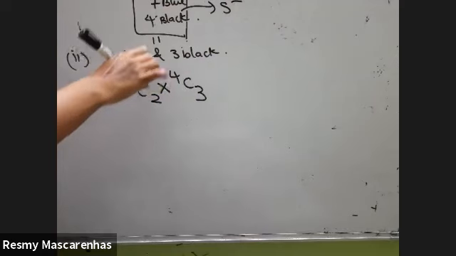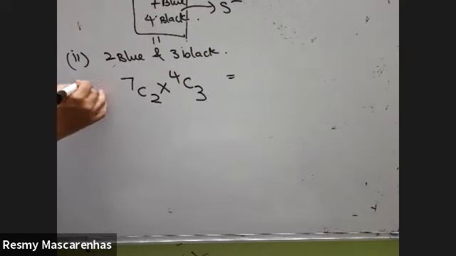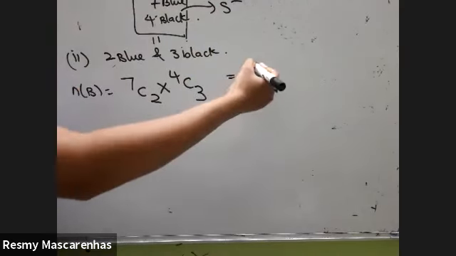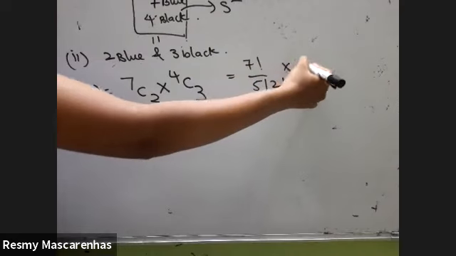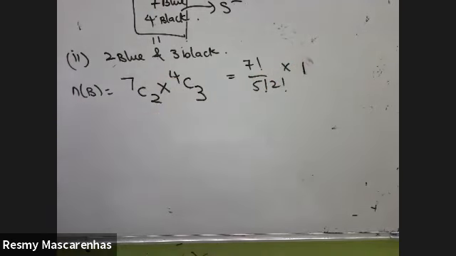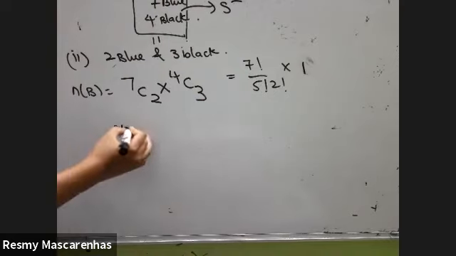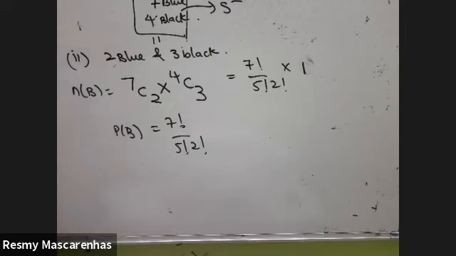And if you add the numerators, it should give you 11. So 7 plus 4 will give you 11. 2 plus 3 will give you 5. So now calculate the value and then divide by the sample space. So this is your n of B you can consider. 4C3: if there is one less value, I told you, this number is one smaller than this, straight away you can write it as 1. So P of B will be 7 factorial upon 5 factorial into 2 factorial, and then ulta.